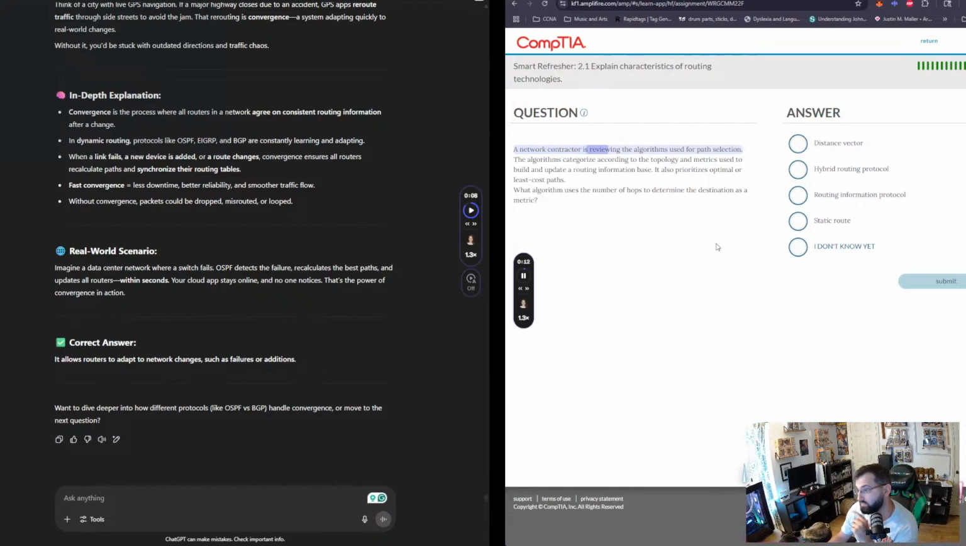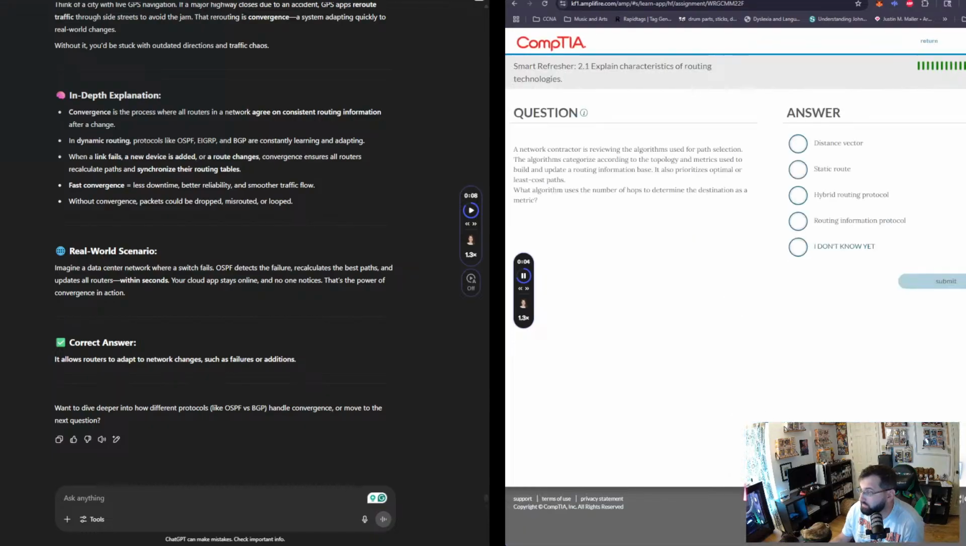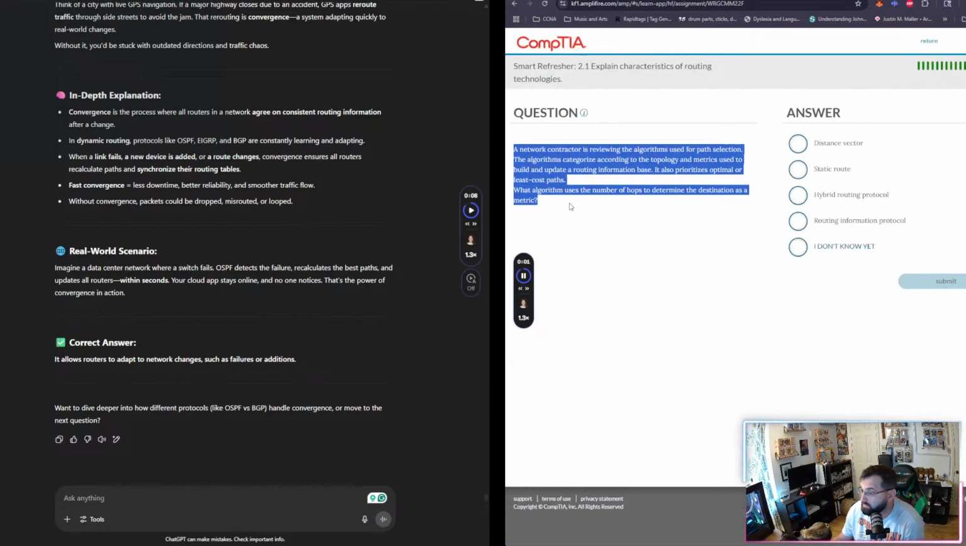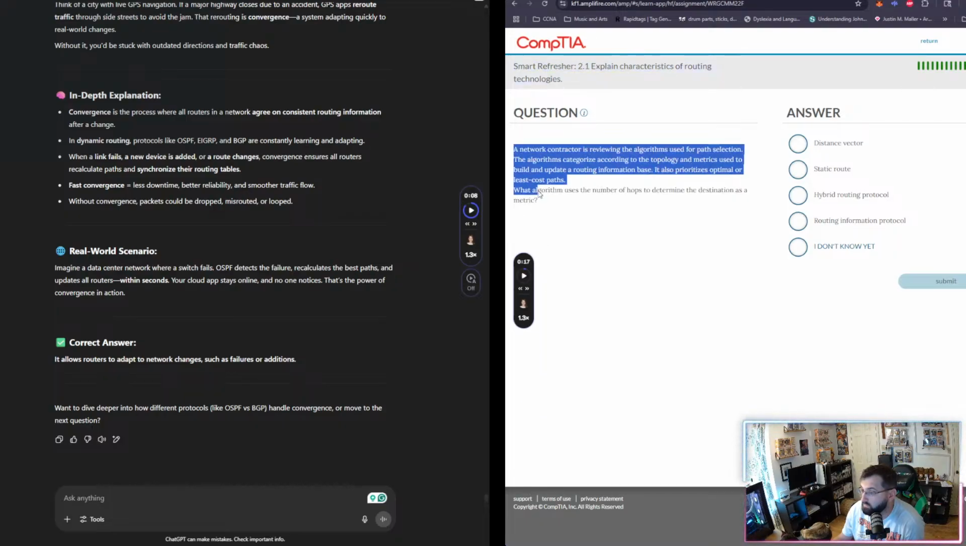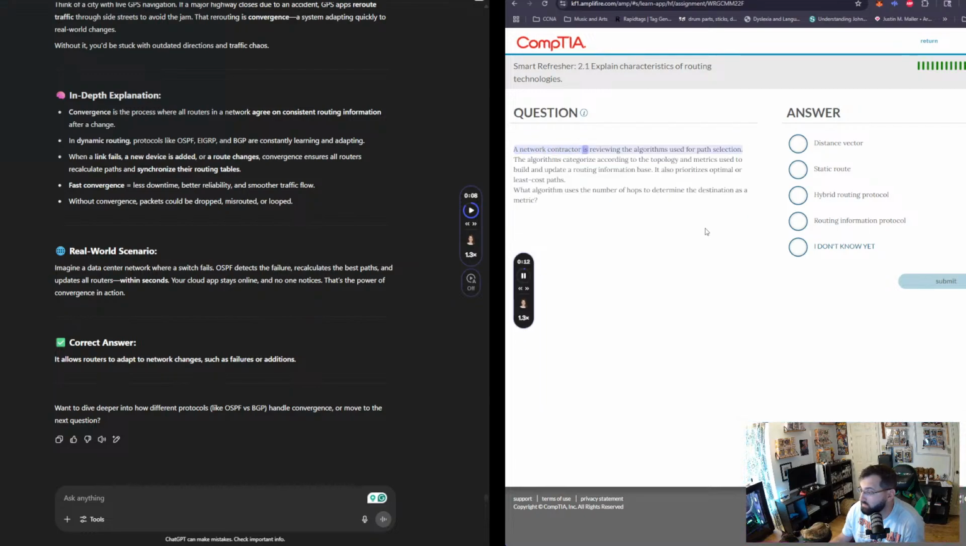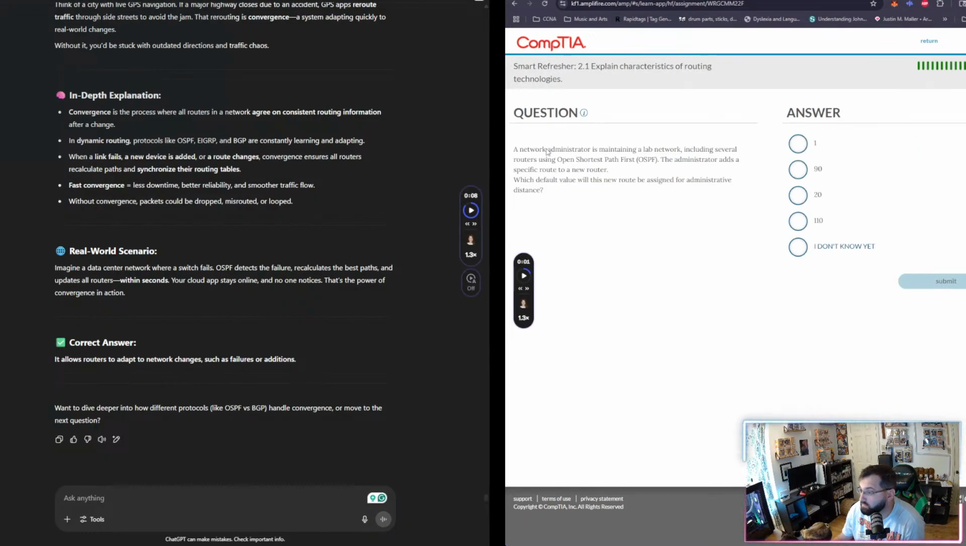A network contractor is reviewing the algorithms used for path selection. The algorithms categorize according to the topology and metrics used to build and update a routing information base. It also prioritizes optimal or least cost paths. What algorithm uses the number of hops to determine the destination as a metric? Same question. Algorithm. OSPF.